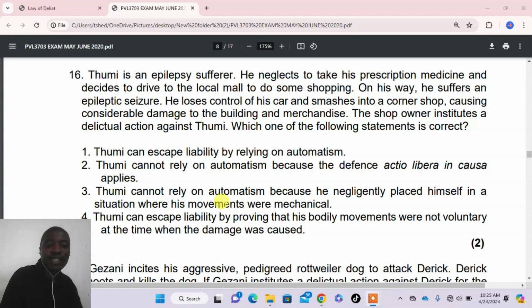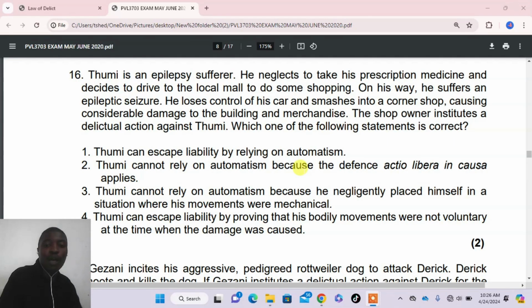Therefore, relying on automatism doesn't apply. You cannot say that you are relying on automatism. Why? Because you are the one who put yourself in that situation. So the defense is no longer available for the guy. If he took the prescribed medicine and then suffered an epileptic seizure, he would have been able to rely on automatism.